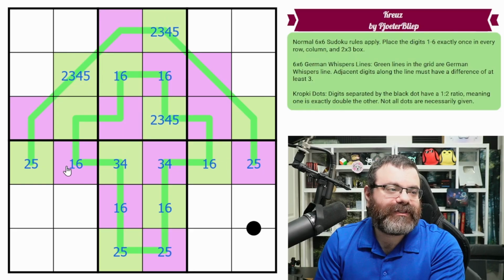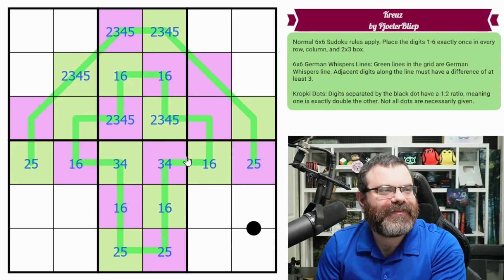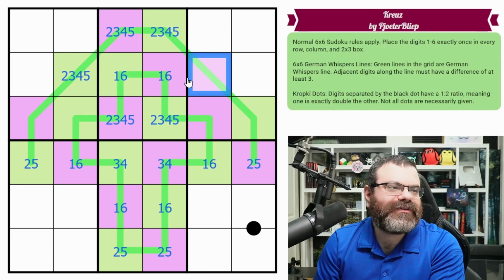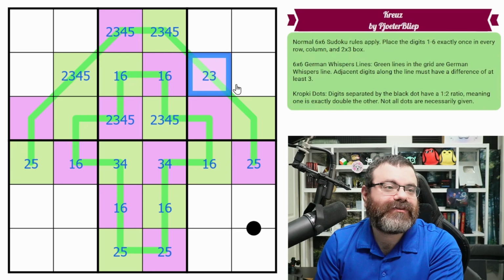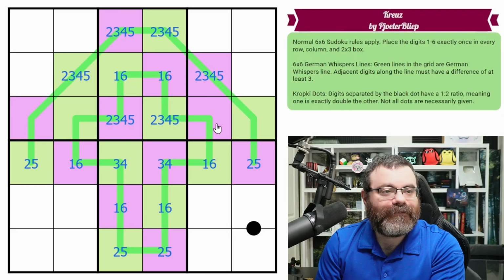Purple's probably, yeah, these can't be the purple 1 6. So these are from 2 3 4 5. But you could also have just seen the 1 6 pair in the box, but I'm trying to demonstrate this. So this sees the purple 1 6, so it's from 2 3 4 5. It also sees the 1 6 pair, right?